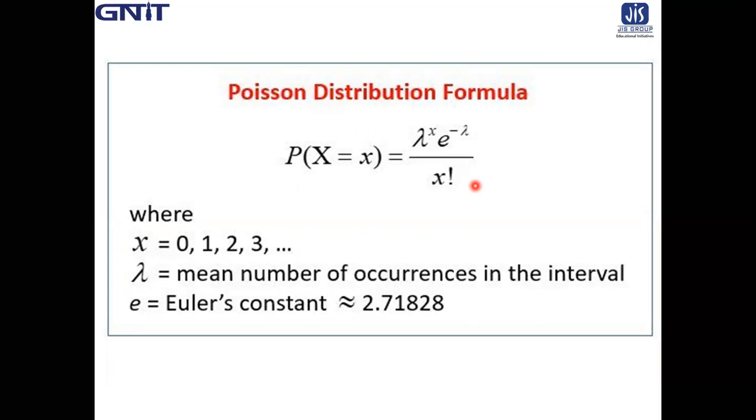Next is the Poisson distribution. This is another standard probability distribution used for discrete random variables. The PDF of Poisson distribution is lambda to the power x into e to the power minus lambda by factorial x, where lambda is basically the mean value, the mean number of occurrences in the interval, and x is the random variable.